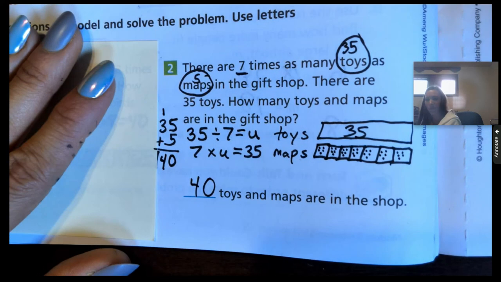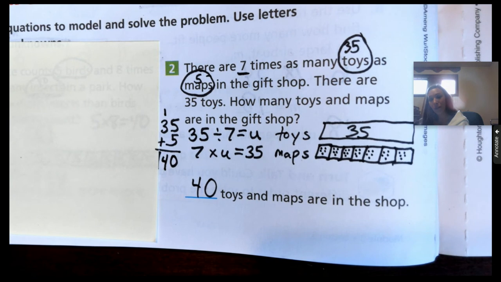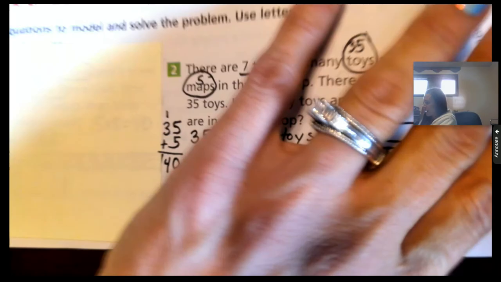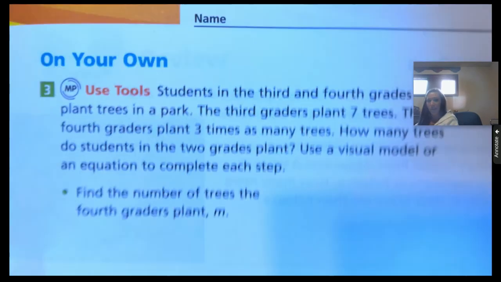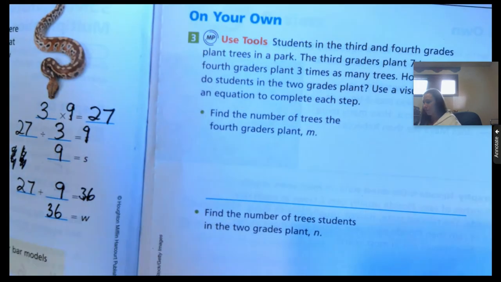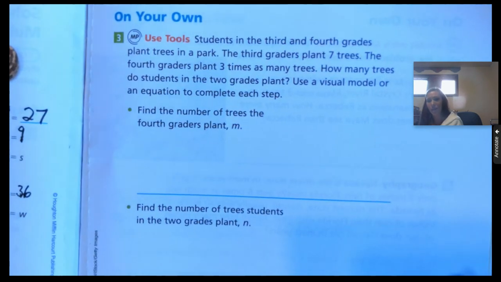So I did not give you an independent assignment for today that you need to submit because I know this is really hard and I'm just glad that you followed along with me today. But what I would like to do is challenge you. I'd like to challenge you to look on the next page at page 71. So you won't have to submit this, but I want you to try it. Number 3 says on your own.